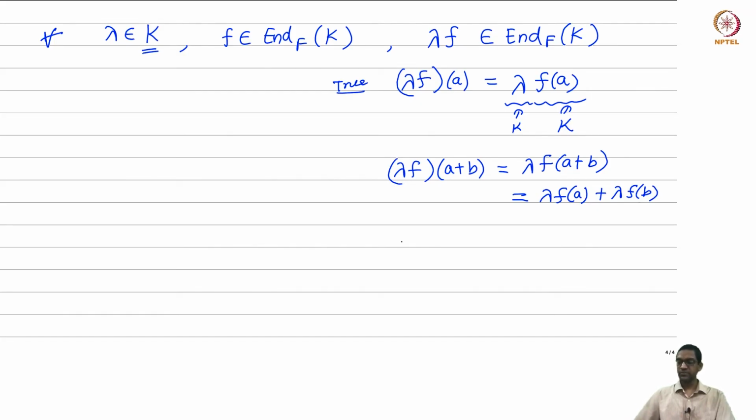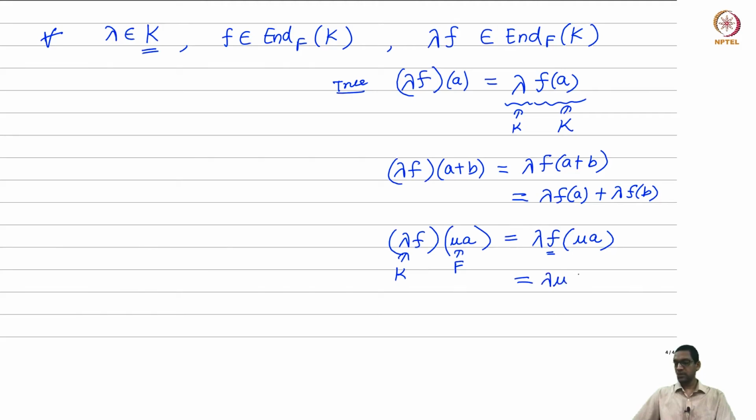F was linear over the base field. And similarly, if I take lambda f, I need to check linearity over the base field. If I multiply by some element mu from the base field F, where lambda is from the bigger field K, I need to check whether I can pull the mu out. First, by definition, this is lambda f of mu a, and the map f is a linear transformation, which is F-linear over the base field. So I can pull the mu out.